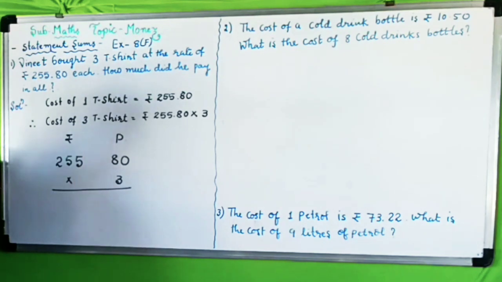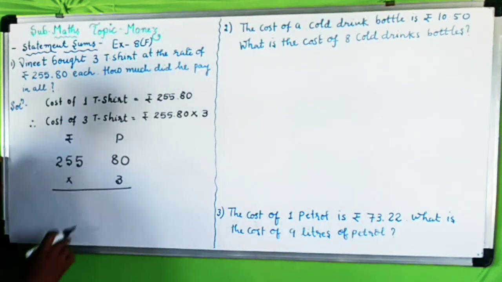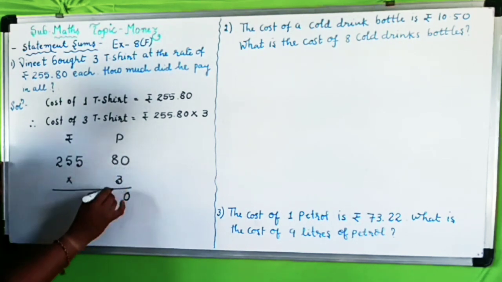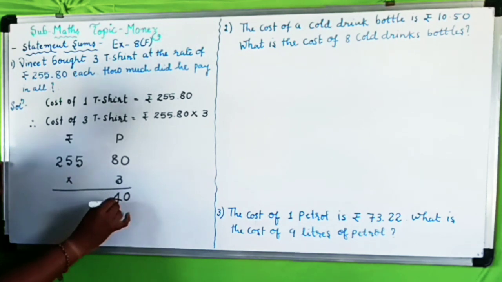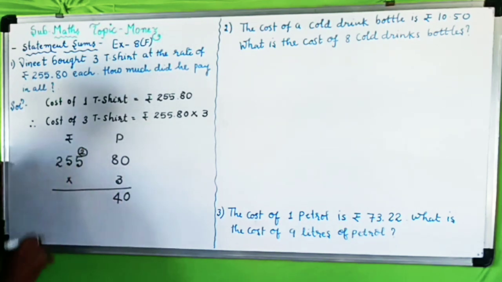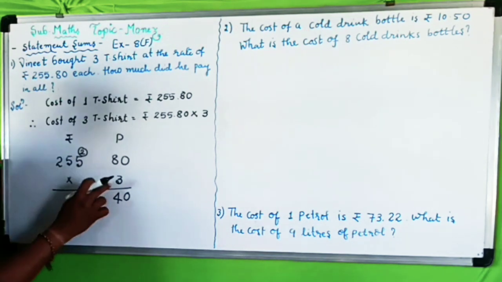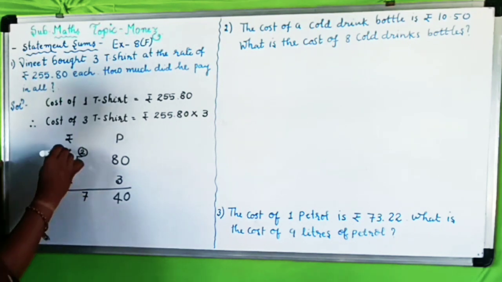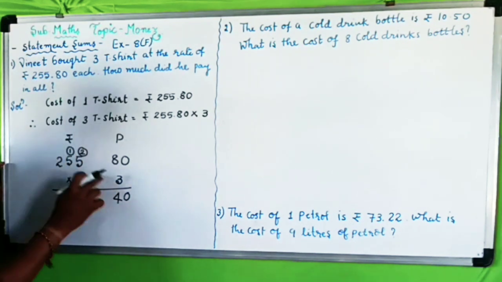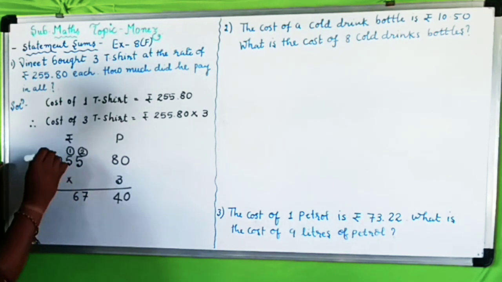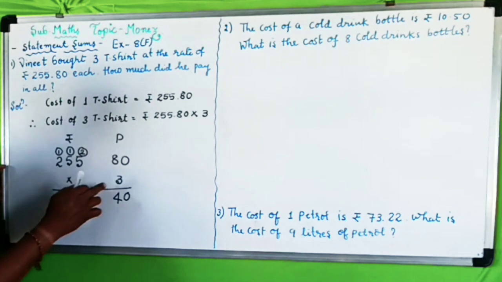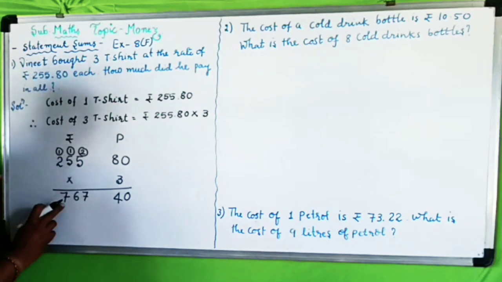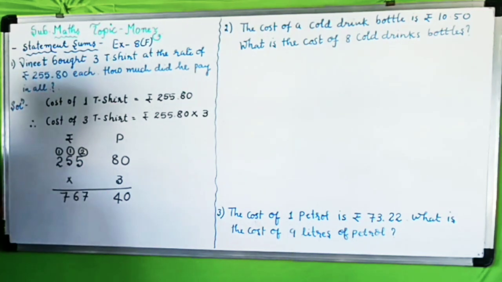Now we will multiply it. As usual, 3 into 0 is 0. 3 8s are 24, 4 down, 2 carry forward in the rupees column. Now 3 5s are 15 plus 2, 17, 7 down and 1 carry forward. 3 5s are 15 plus 1, 16, 1 carry forward. 3 2s are 6 plus 1, 7. So 767 rupees and 40 paise.